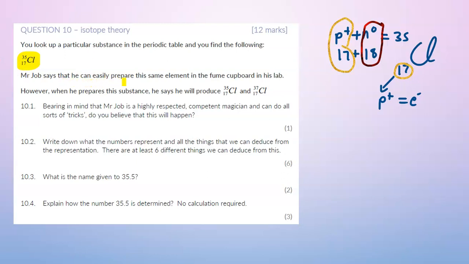Mr. Jobs says that he can easily prepare this element in the fume cupboard in his lab. However, when he prepares the substance, he says he will produce chlorine 35 and chlorine 37. Okay? Bearing in mind that Mr. Job is a highly respected, competent magician and can do all sorts of tricks, do you believe that this will happen? So it's a yes/no answer. Yes, it's possible. And we know it's possible because of this picture.